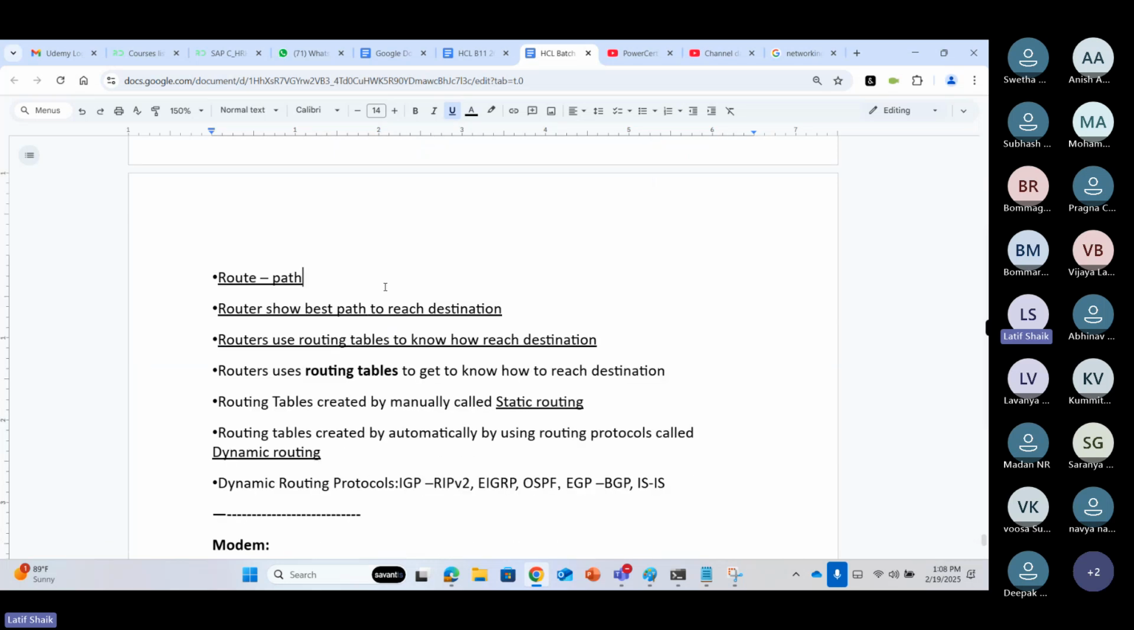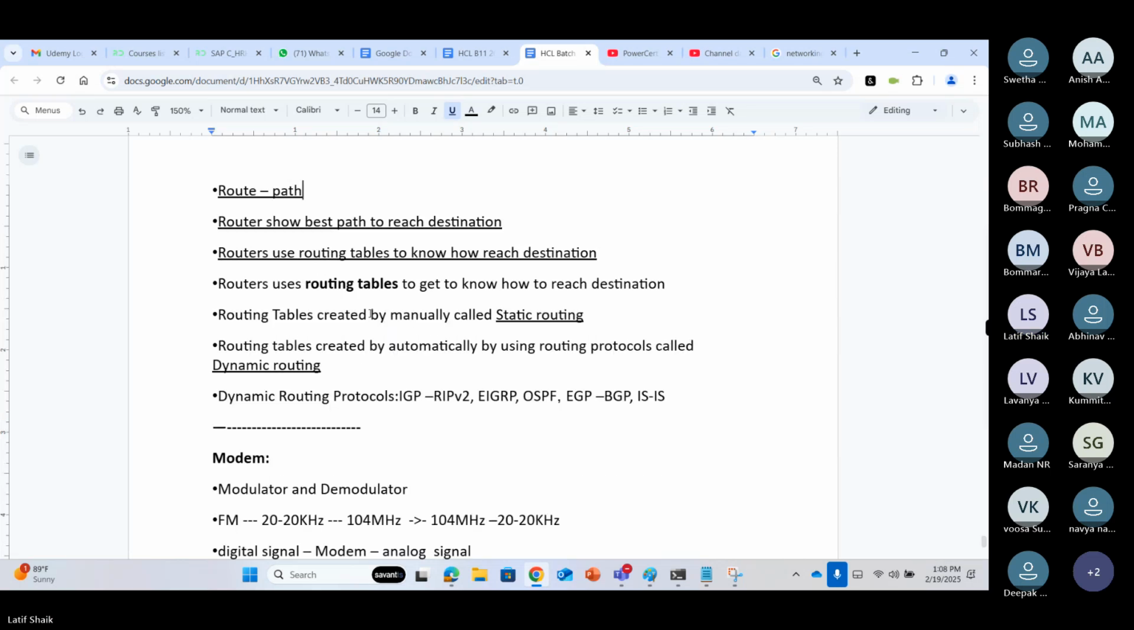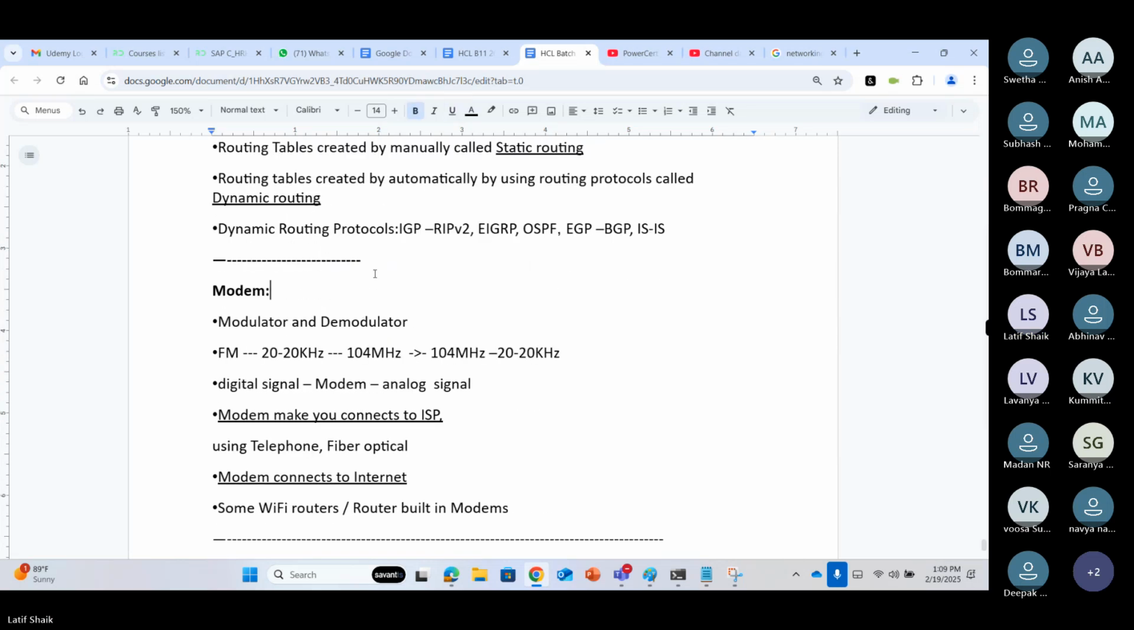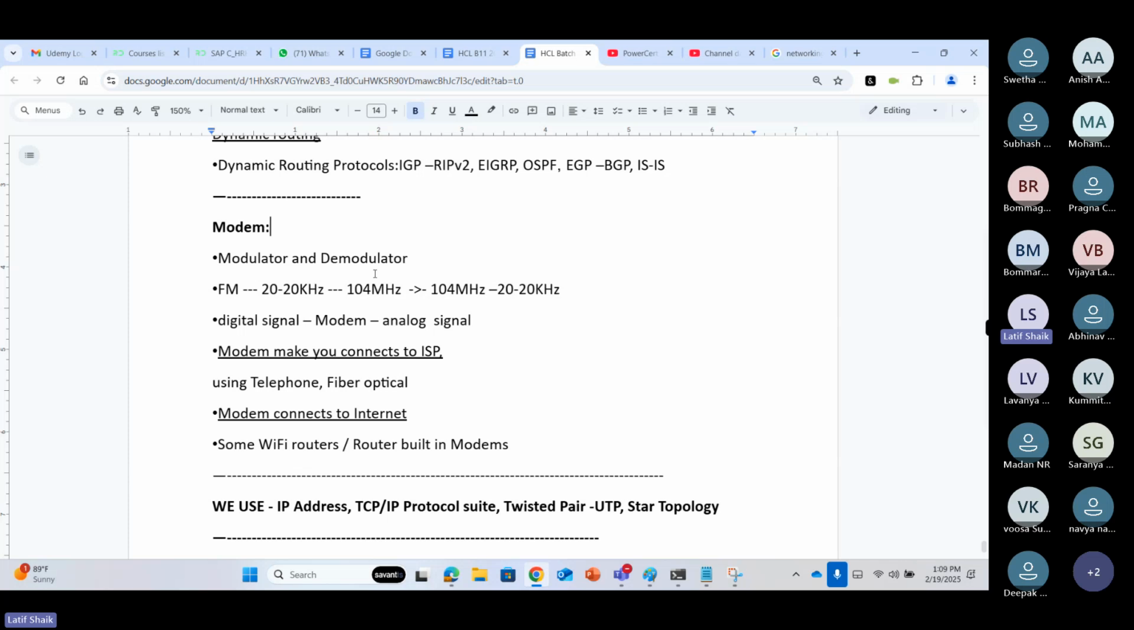Routers will tell the best path to reach the destination. Okay. A switch maintains the MAC address table to send packets to a particular destination. The MAC address table is very helpful for unicasting. The switches use the MAC address table. A router uses the routing table to reach the destination. Guys, do you understand the difference between a switch and a router?